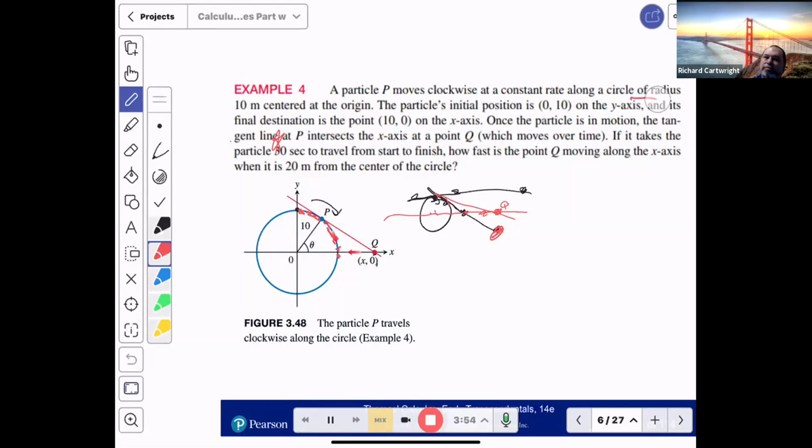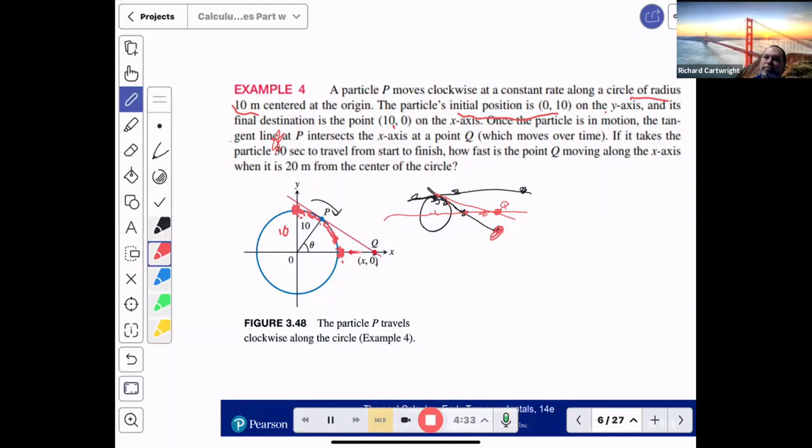Along a circle of radius 10 meters, centered at the origin. So that circle always has a radius of 10. So when that point P started up there, there was a radius 10. That's the radius of the circle. And now this dot's moving at a steady rate. The particle's initial position was exactly at the top of the circle, like I said, (0, 10). And its final destination was (10, 0) on the x-axis. Well, (10, 0) means it's still on the circle. That was its final destination.